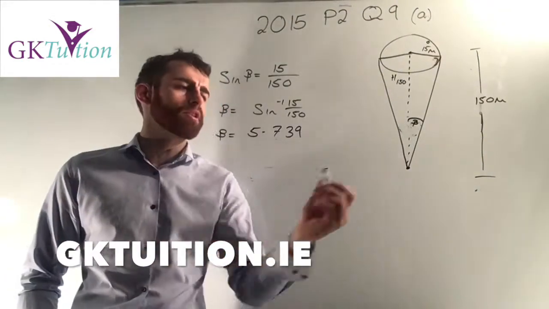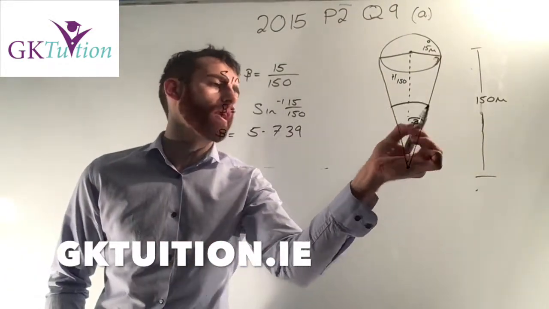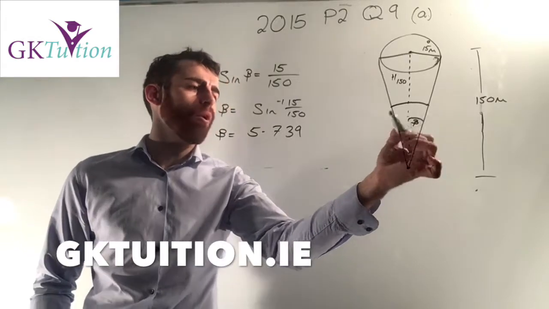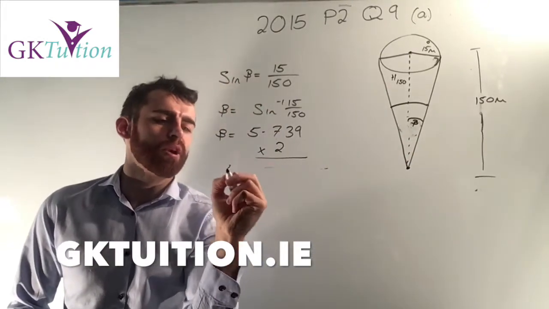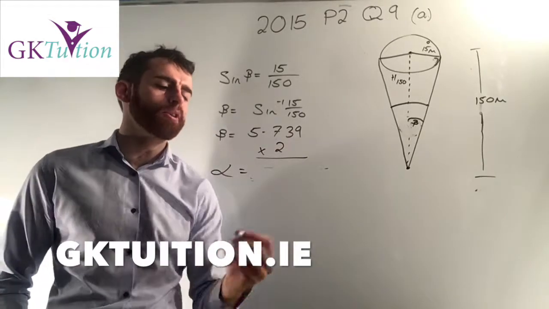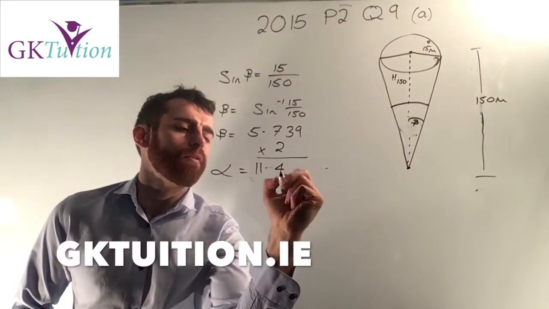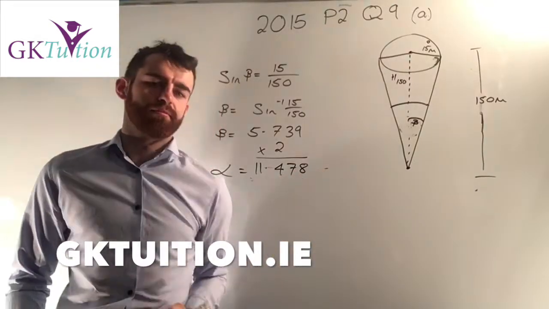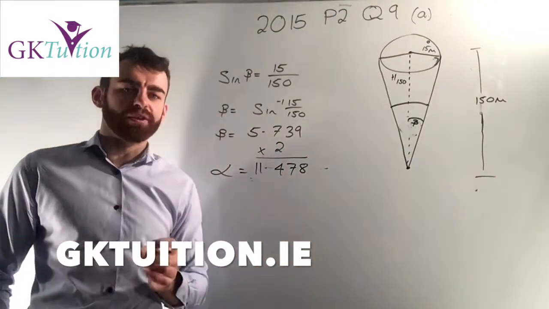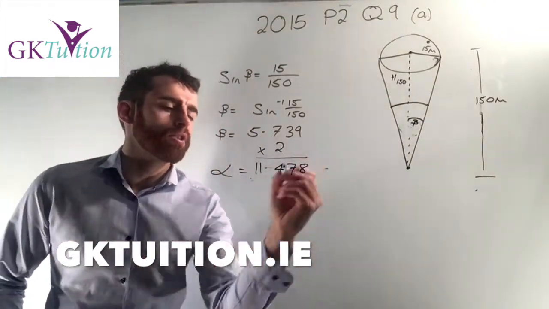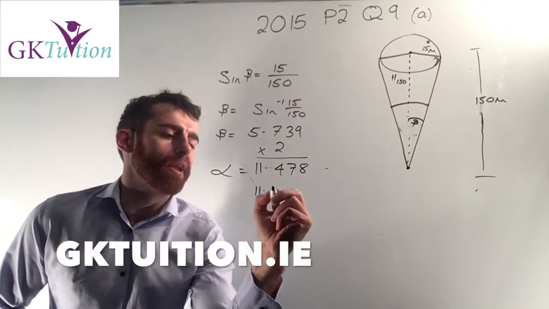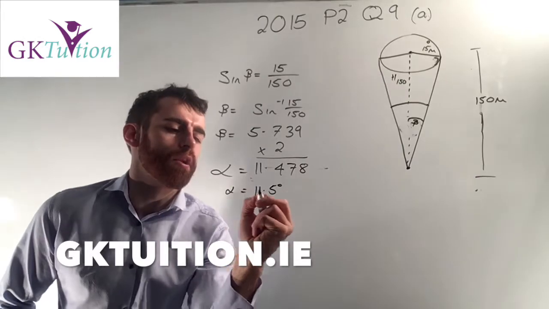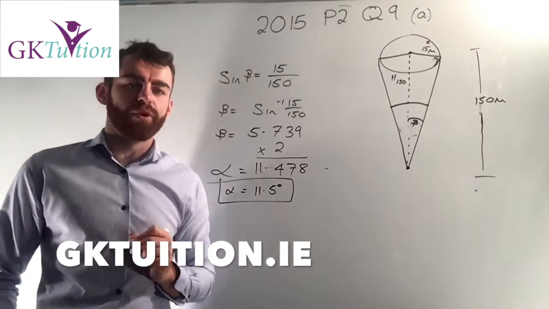But that wasn't the question. The question was to find the whole thing. So obviously to find the whole angle, I need to multiply it by 2. So to find the original angle, which was called alpha, I multiply this by 2, and I'll get 11.478. The question also said to round to one decimal place. To round it to one decimal place, you get 11.5 degrees. So my final answer there is 11.5 degrees.